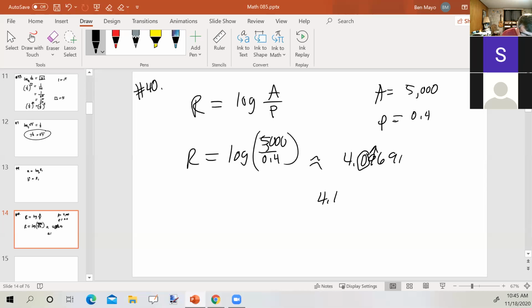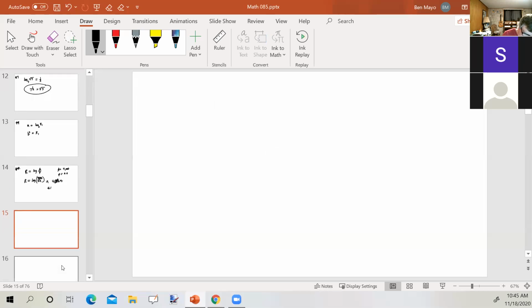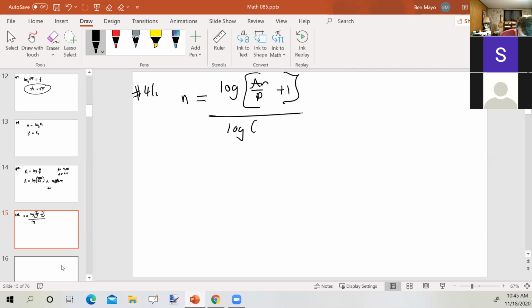Any questions there? All right. Number 41, we did a problem 41 earlier. This one, same kind of problem, different numbers. And what it has to do with is an annuity investment. And we've got this formula N equals the log of A times R over P plus 1 all over the log of 1 plus R.